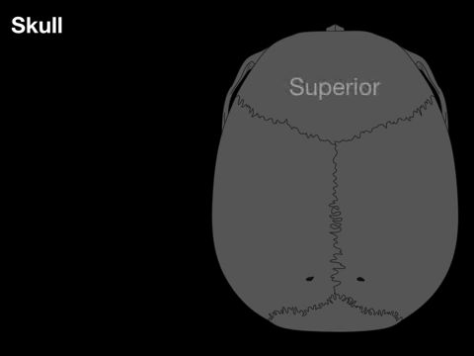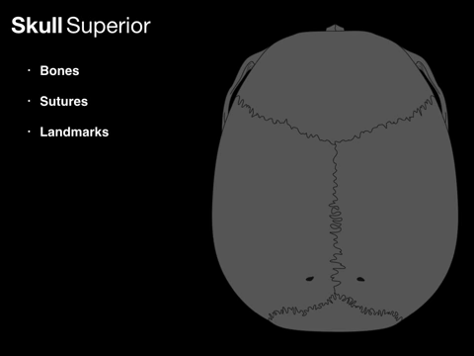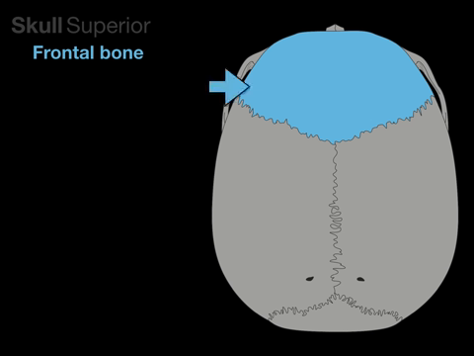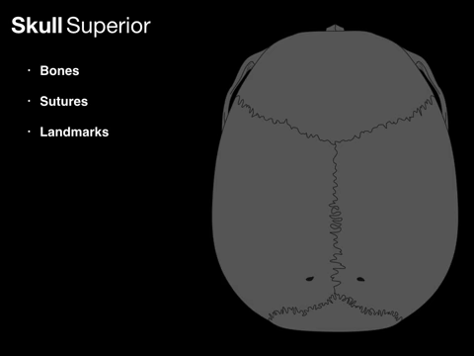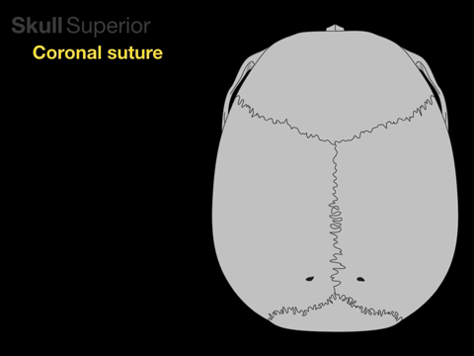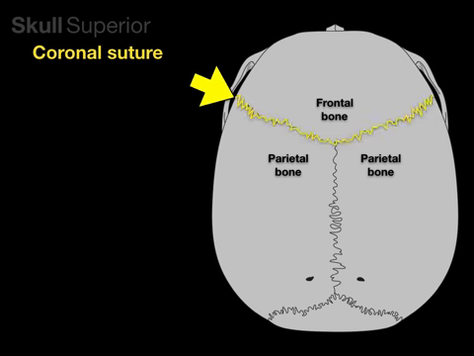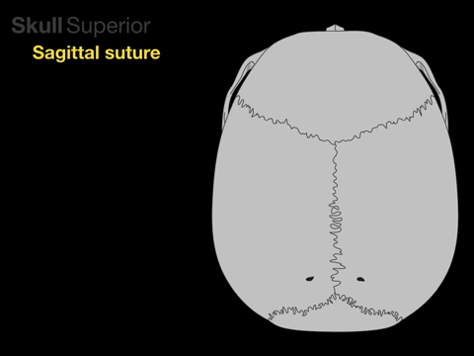And now let's talk about the skull from a superior view and start with bones. The frontal bone forming the forehead in blue, the parietal bones in green forming the major wall of the cranium, and the occipital bone in purple forming the back. And so for sutures, the first suture is a coronal suture between frontal and parietal bones located right there. There's our coronal suture in the coronal plane. Then the sagittal suture is located between adjacent parietal bones right there.